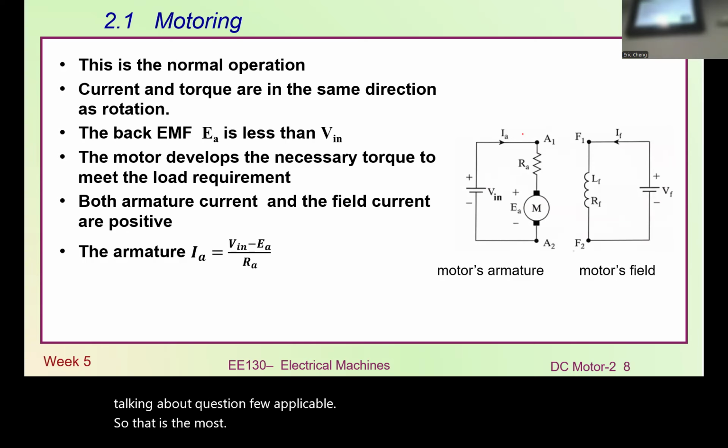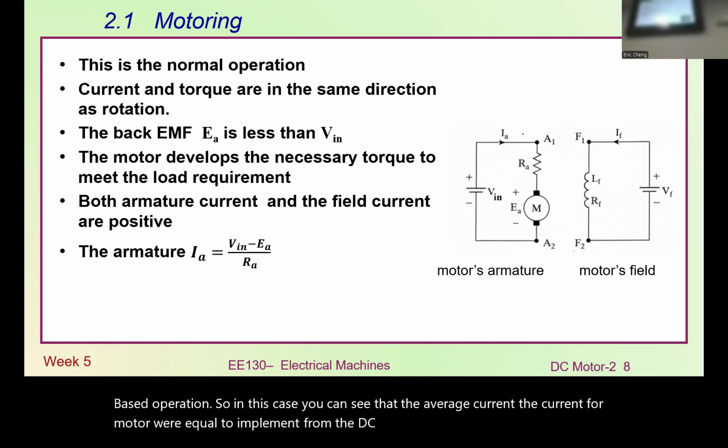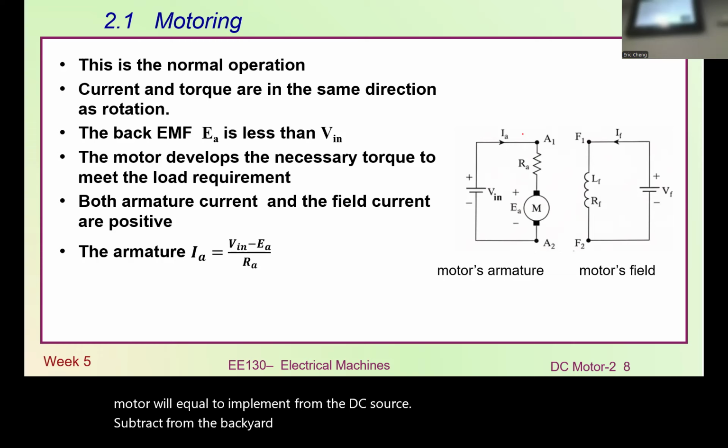In this case, you can see that the armature current, the current for the motor, is obtained when you take the input voltage from the DC source, subtract the back EMF EA, and then divide by the armature resistance. So that's the basic current. You can derive it from this operation.